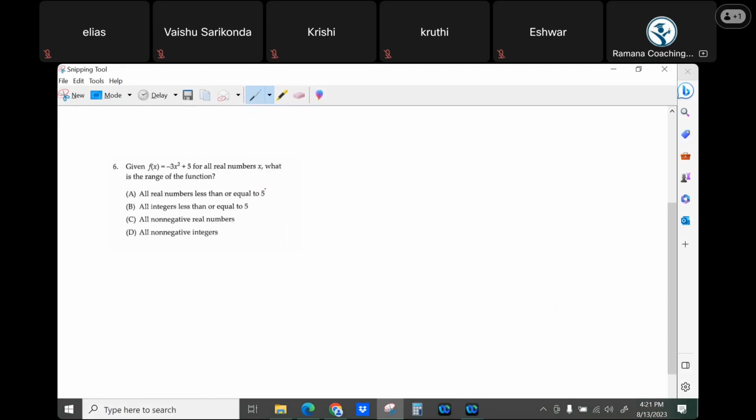Given that f of x equals negative 3x squared plus 5 for all real numbers x, what is the range of the function? So let's talk about the domain and range first of all. Let's clear up that concept if any of you have any doubts, right?